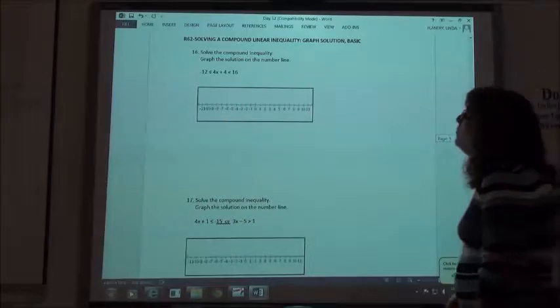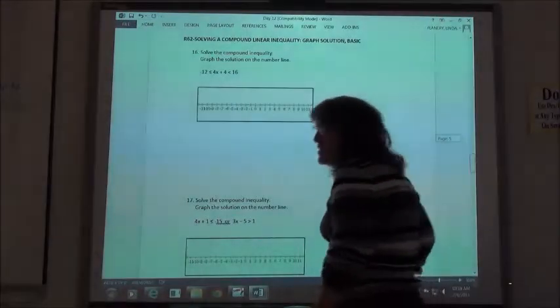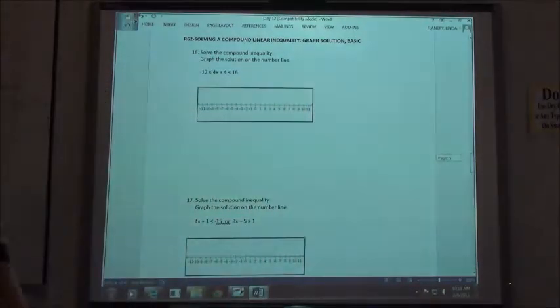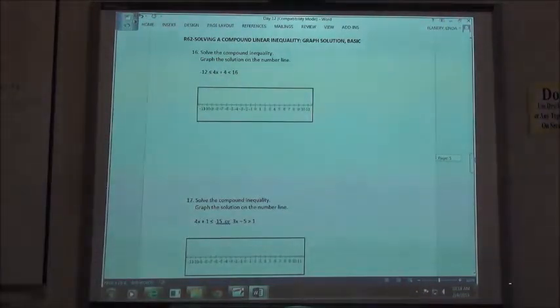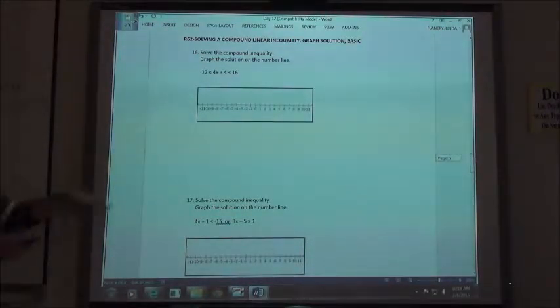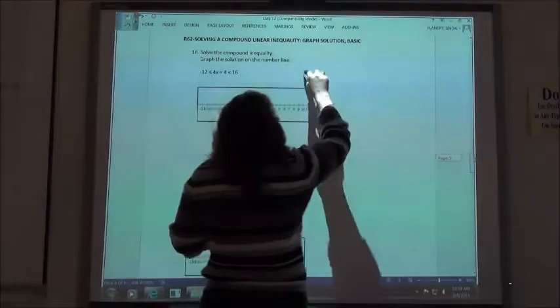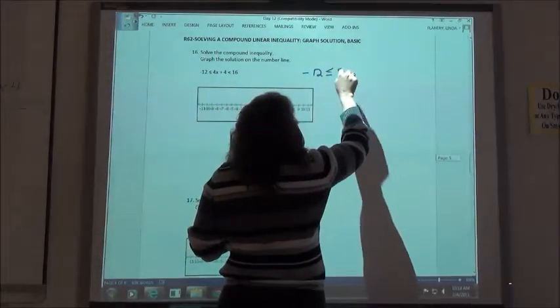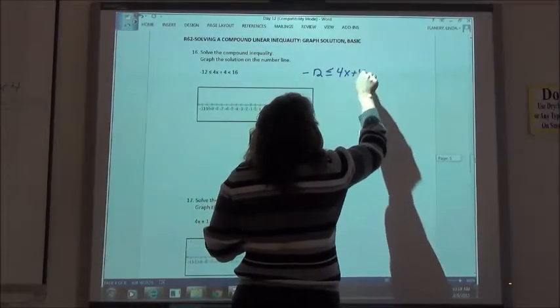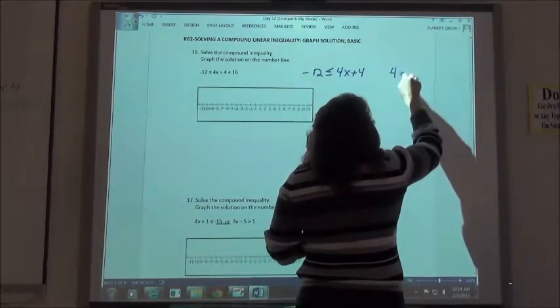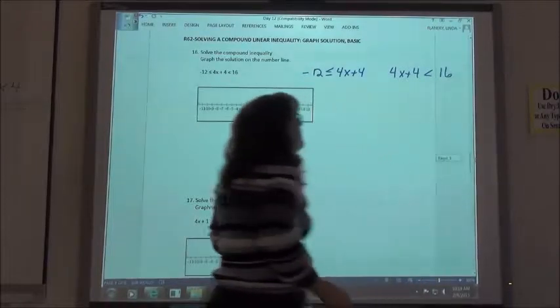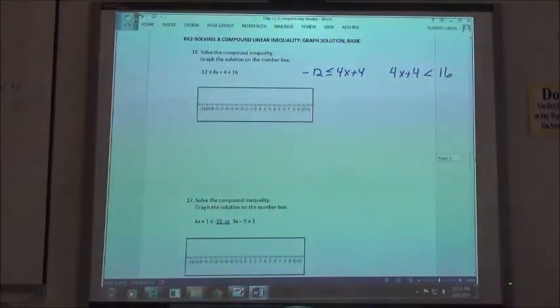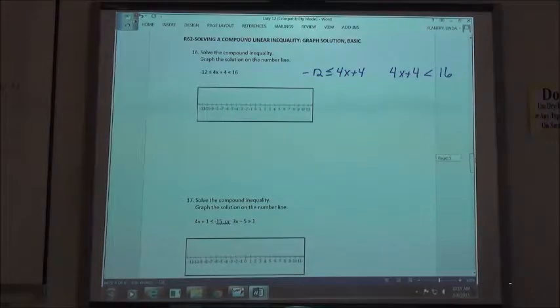Solving a compound linear inequality, graph the solution. Basic, it says. If we have a compound inequality, it means you have two separate inequalities. Sometimes they have them smushed together as one. This means that the negative 12 is less than or equal to 4x plus 4, but the 4x plus 4 also has to be less than the 16. So if you wanted to, you could split it into two separate problems.